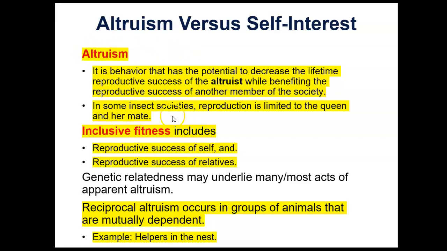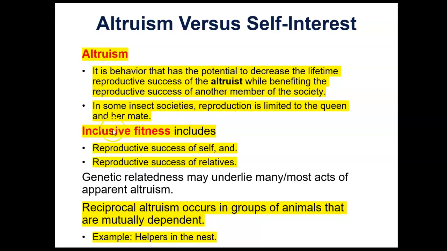So in some insect societies, reproduction is limited to the queen and her mate. And so everybody in that society is focused on making sure the queen reproduces. But when you look at it from their perspective, they're all pretty related to one another, like clones of one another. So their genes are getting passed on too. Sometimes insect societies are even described as almost like one individual organism.